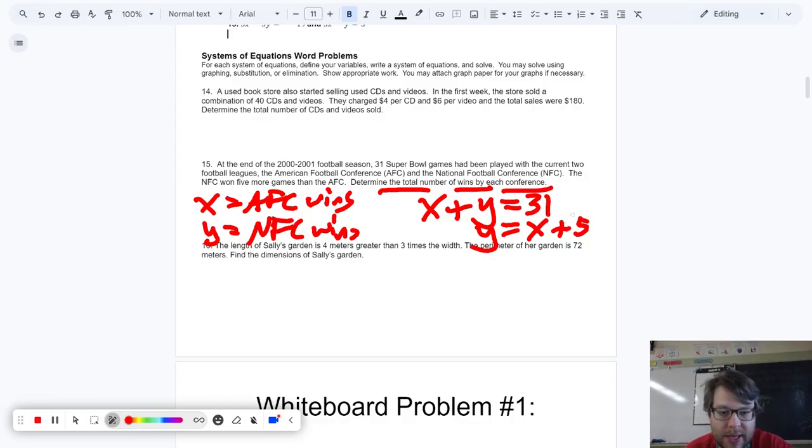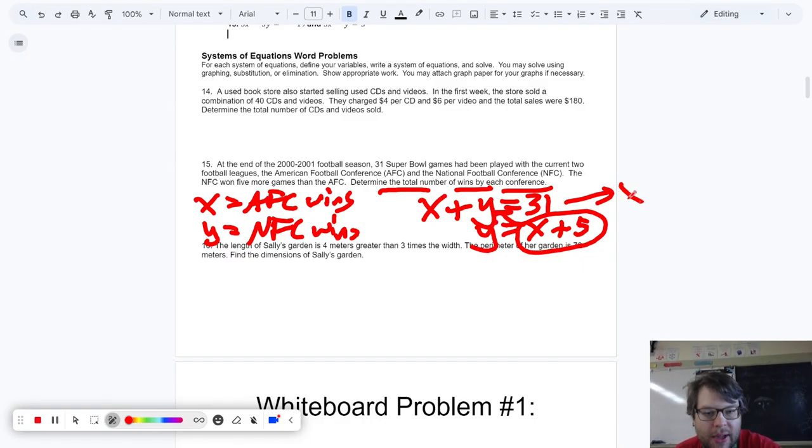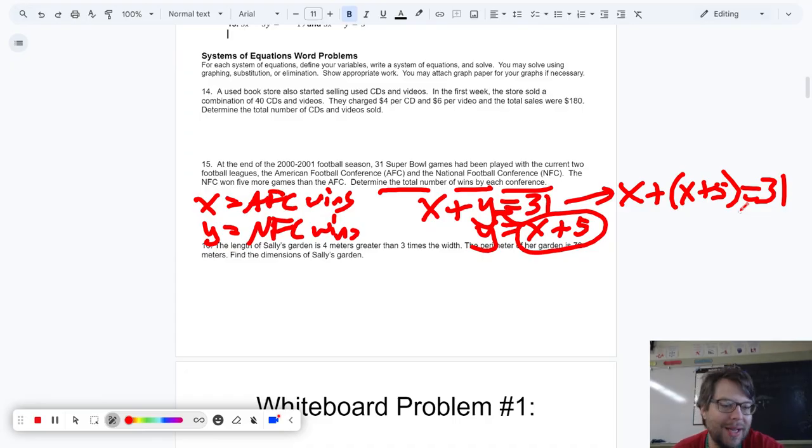This one looks like a substitution problem to me. You could use elimination if you want. I'm gonna use substitution. I'm gonna replace the letter Y with X plus 5. So now I have X plus Y, and I'm replacing it with X plus 5. Those parentheses are not strictly necessary, but a lot of times when we substitute, we plug it in with parentheses.